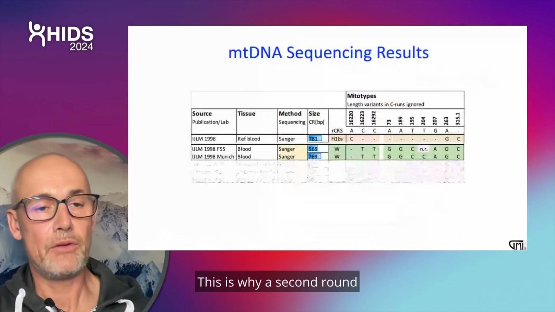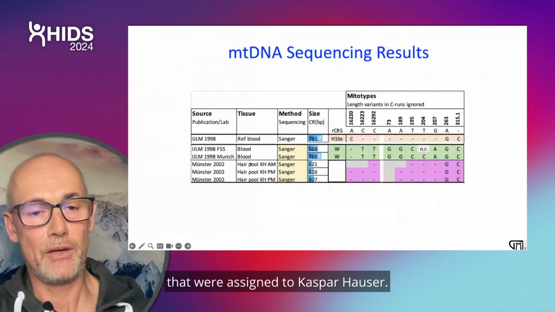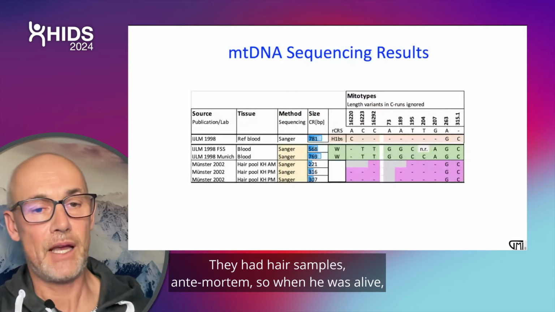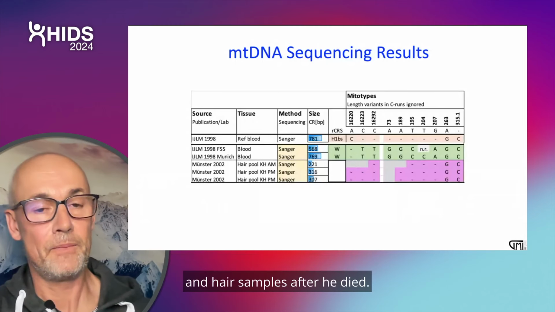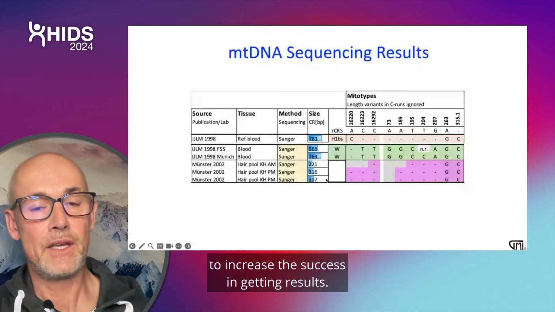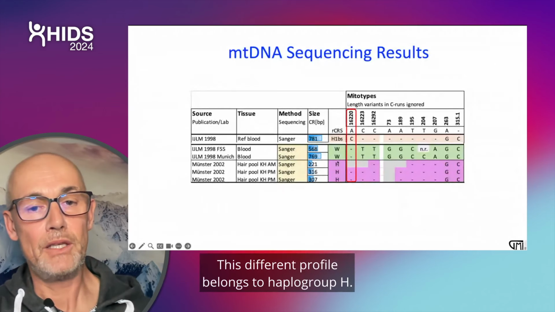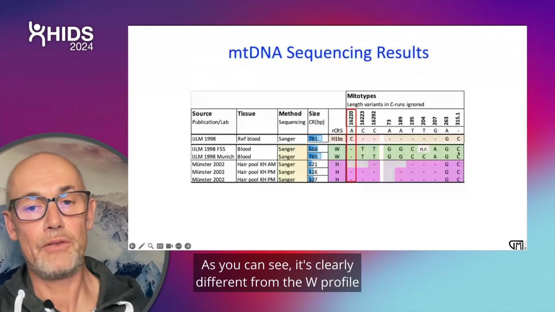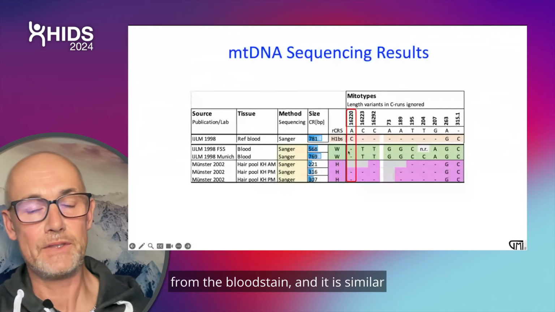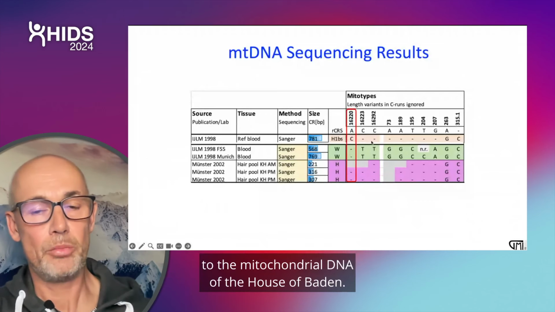This is why a second round of analysis started using hair samples that were assigned to Kaspar Hauser. They had hair samples antemortem, so when he was alive, and hair samples after he died. At that time, they were pooling hair samples in order to increase the success in getting results, but they got again a different profile. This different profile belongs to haplogroup H. As you can see, it's clearly different from the W profile from the bloodstain, and it is similar to the mitochondrial DNA of the House of Baden.